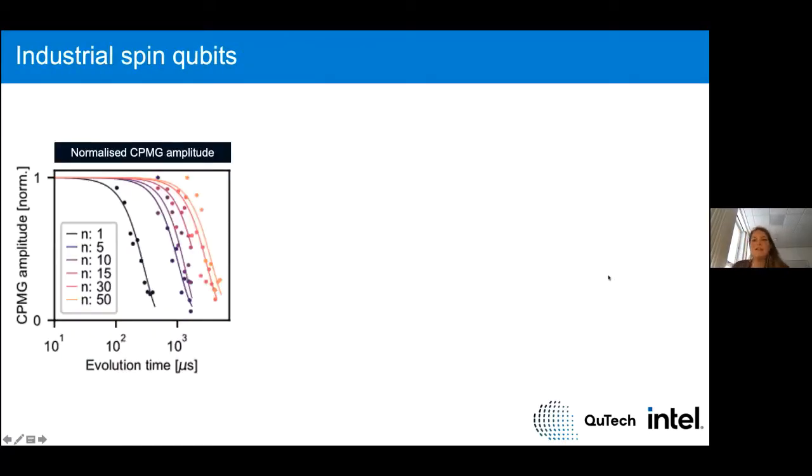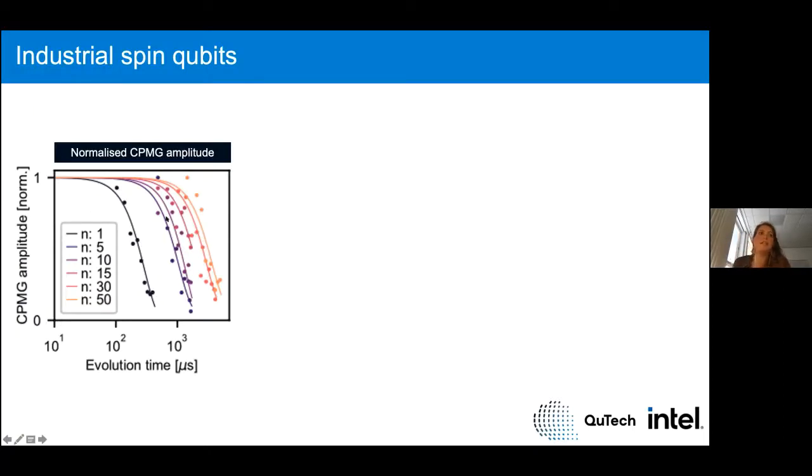And then to study the coherence of the qubits, we do it by means of CPMG pulses. So basically pulse to the equator and then do pi pulses for a number of times and then pulse back up. And here you see the normalized CPMG amplitude for a various number of pi pulses.